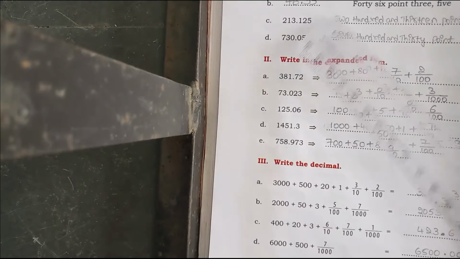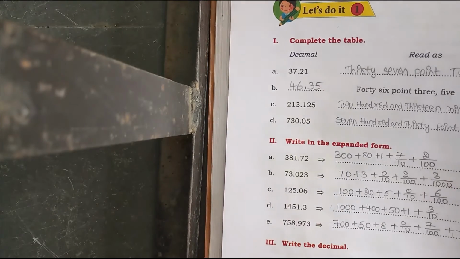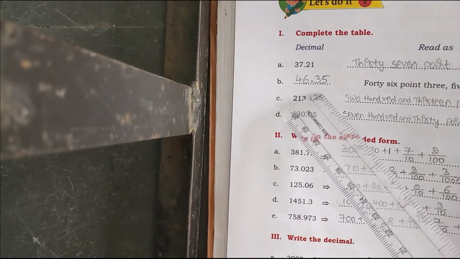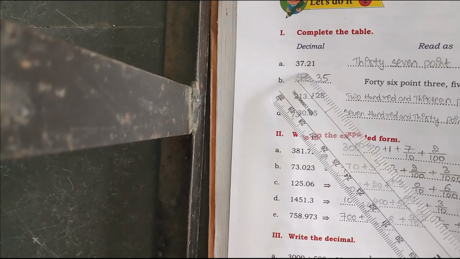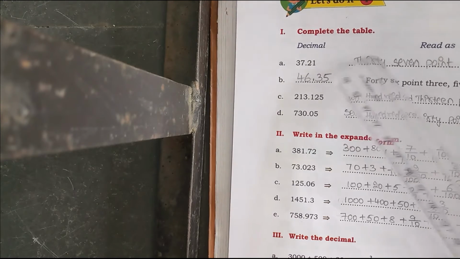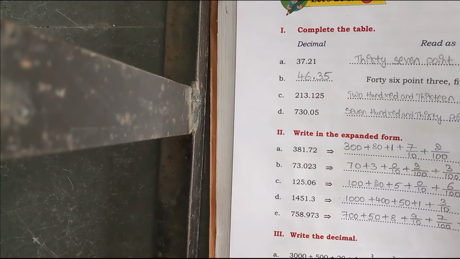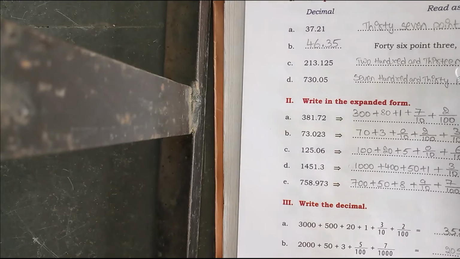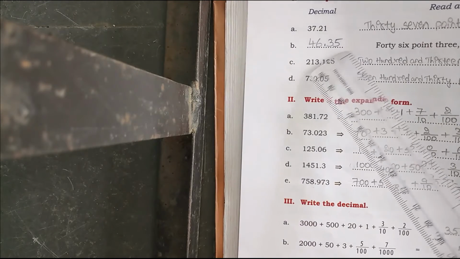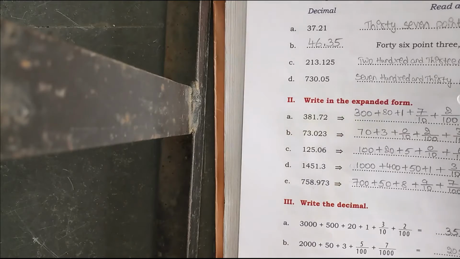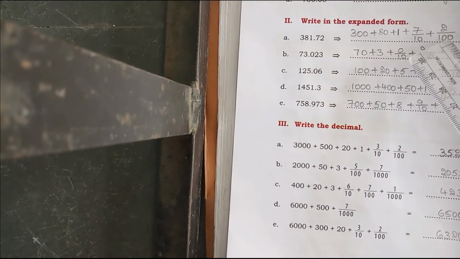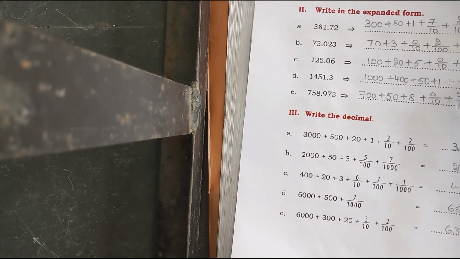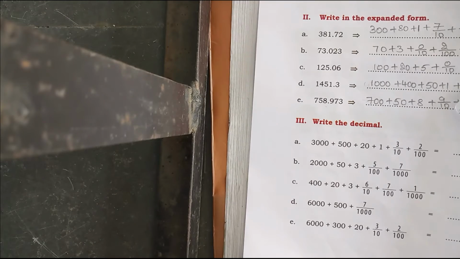Now let us do it here. Complete the table here. See what they are saying. Complete the table, decimals and read it as. Here 37.21, you will read it as 37.2, 1. And for 46.3, 5, how will we write it? 46.35. The rest of the sums you do it. Now write in the expanded form and likewise write the decimal forms. You do it on your own. It is a practice for you.